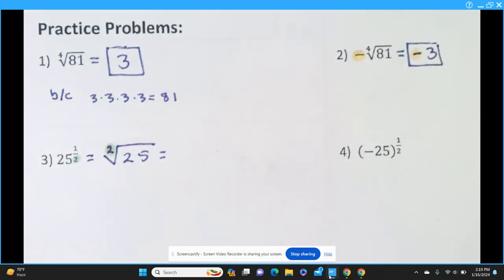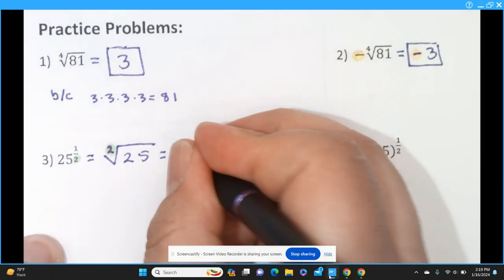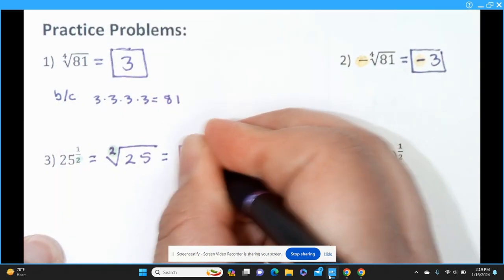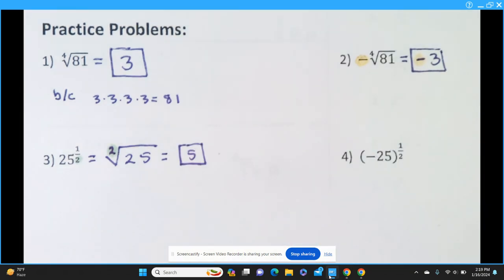So now I'm ready for my calculator. Type it into your calculator. Now, this is a regular square root. Normally, that would be invisible. All right, if you did it correctly, you should have gotten an answer of 5 right there.